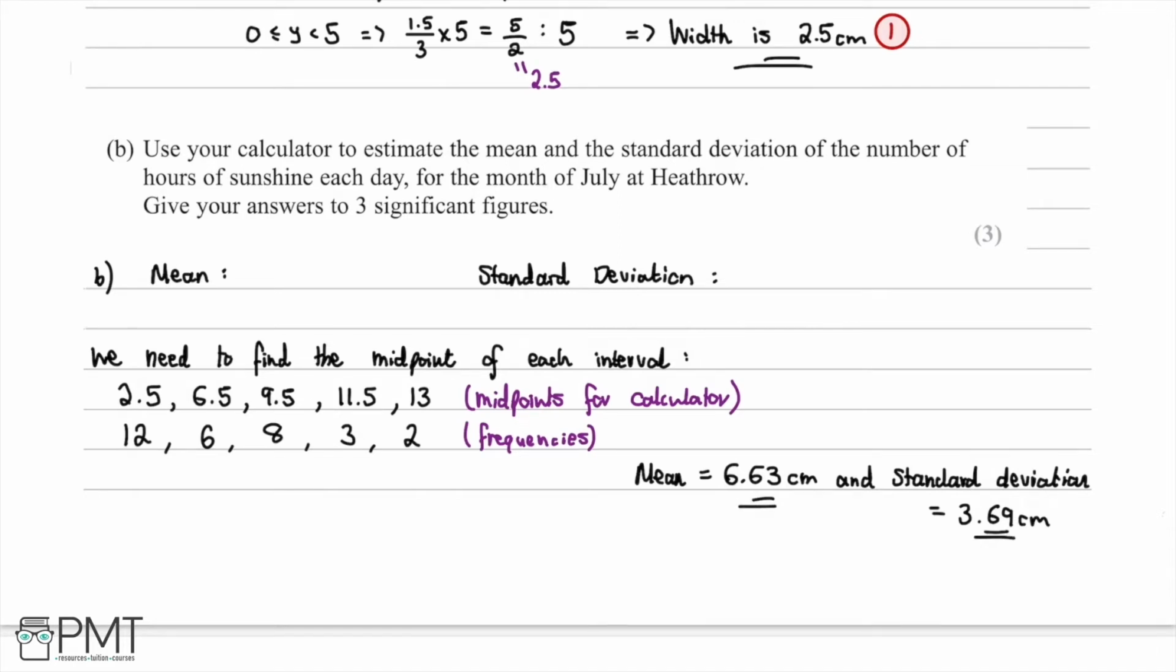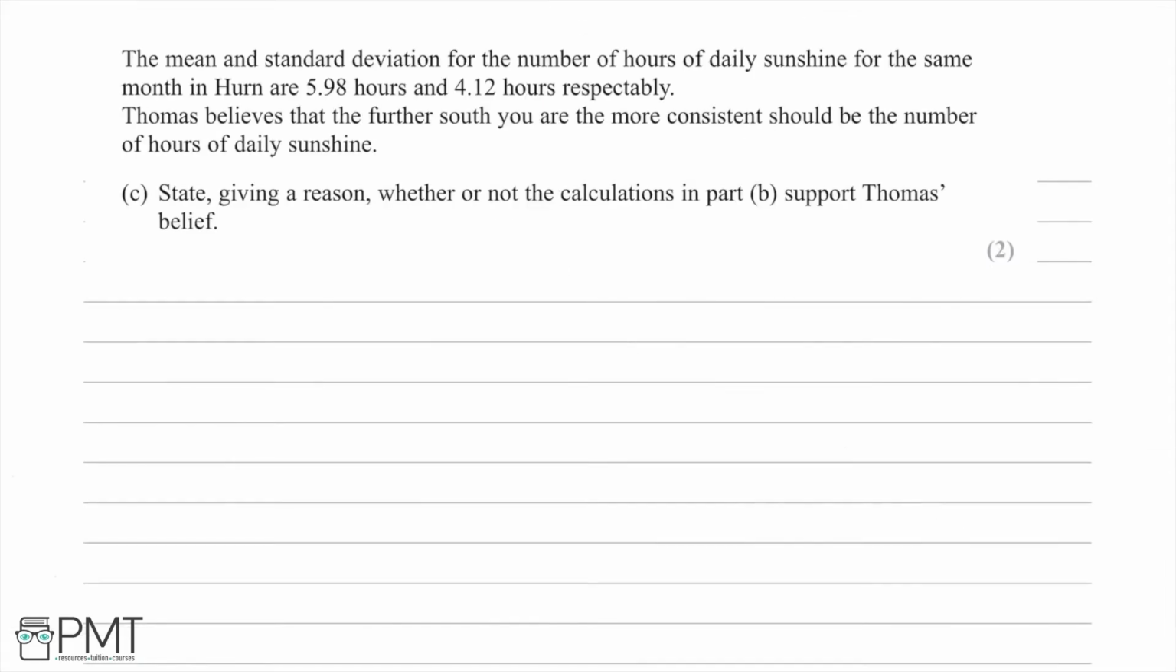In this question there were 3 marks available. We receive our first mark for working out the midpoint. We then receive our second mark for working out the mean, and we receive our third mark for working out the standard deviation correctly.